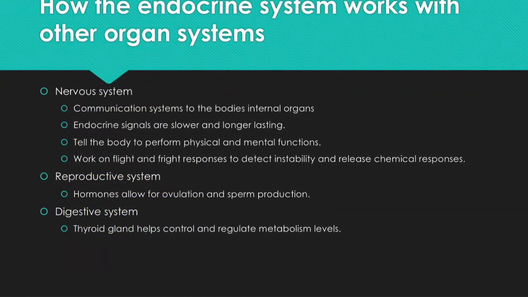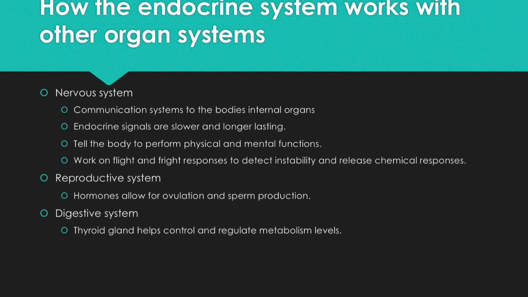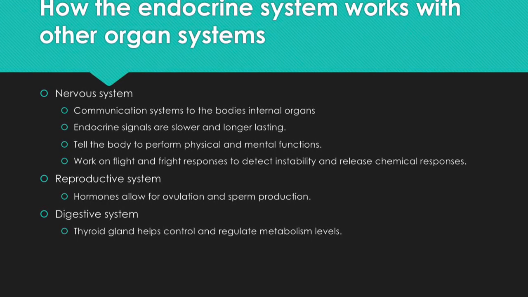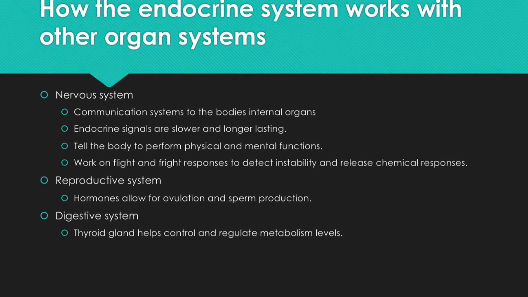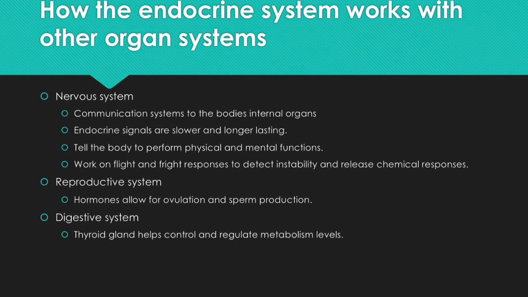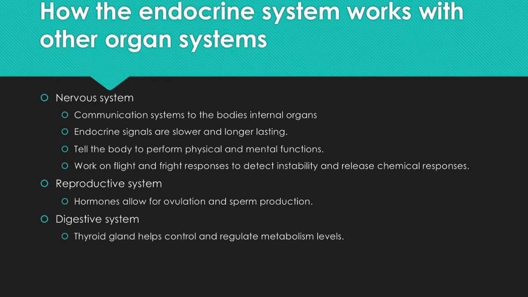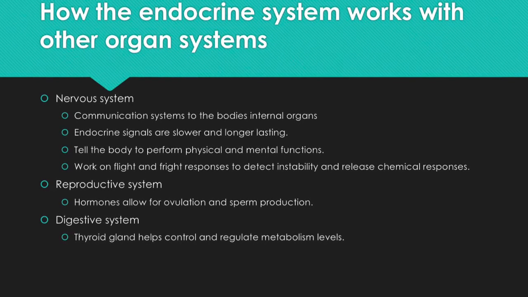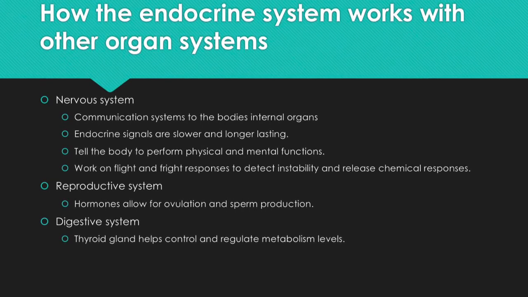Now I'm going to talk about how the endocrine system works with other organ systems. The most important organ system that the endocrine system works with is the nervous system. They both act as communication systems to the body's internal organs. Endocrine system signals are slower and longer lasting than those of the nervous system. They tell the body to perform physical and mental functions together.